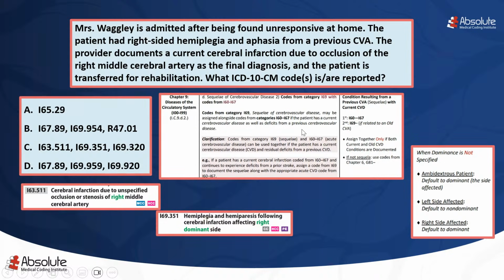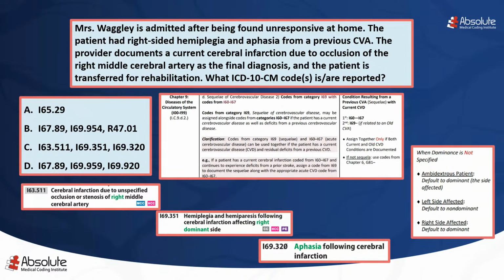And then we are also going to be having to code for the aphasia as well. So we are going to have our third code right here, and it is going to be I69.320, aphasia following cerebral infarction, because it says that there is an aphasia from the previous CVA. And so we're going to be using those three codes. So using the same alphabetic index research, it's going to guide you to using those codes. And this takes you to all three of these codes in the tabular list. You definitely want to check those.